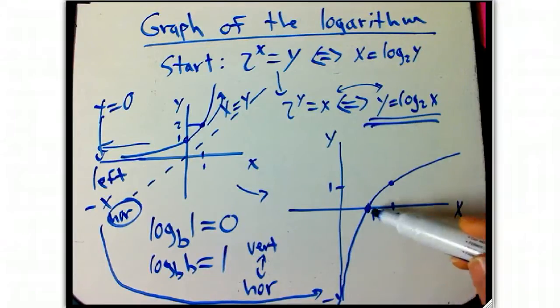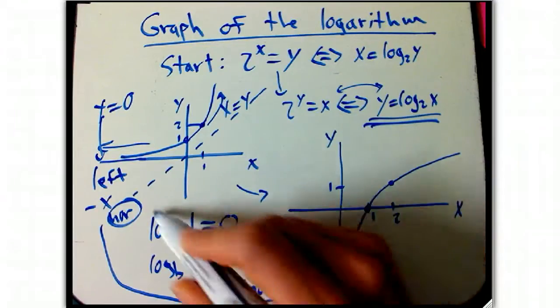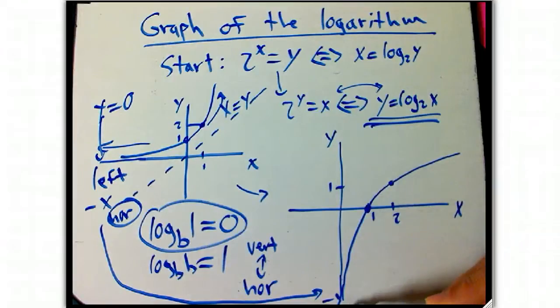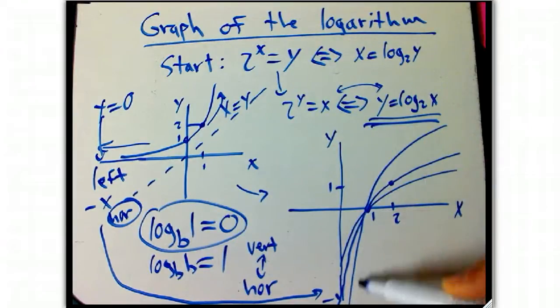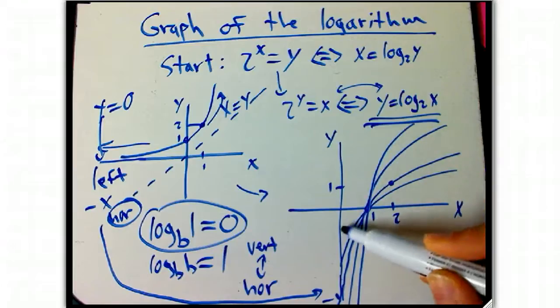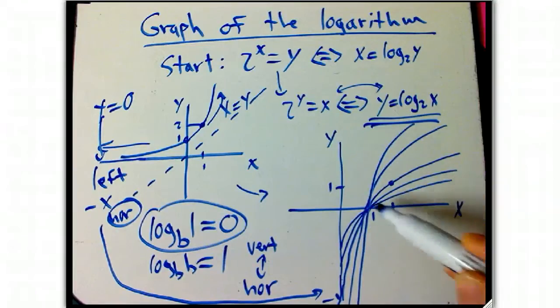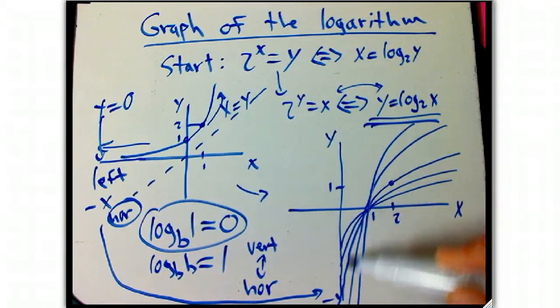All basic logarithm functions go through 1, 0, because they all satisfy this. And they just have somewhat different shapes depending on the base. But they all have these same features of getting big slowly out here, going through 1, 0, and having the asymptote.